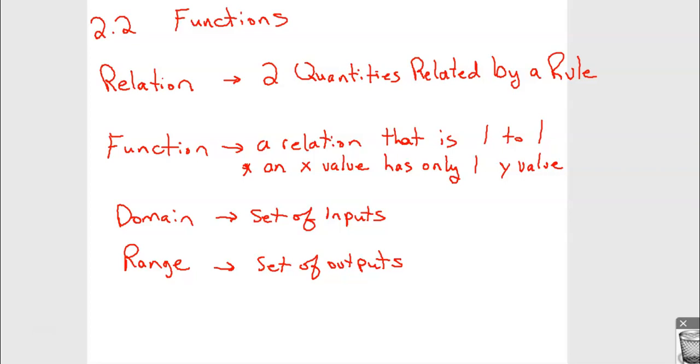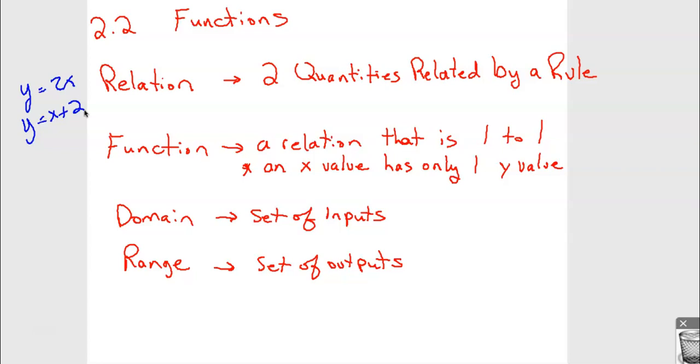A relation is basically a comparison of two quantities related by a rule. We see this all the time, typically used by formulas. Even if I had y equals 2x, the rule is that x and y are being compared to each other. The rule is multiply x by 2, and that's what y is. So there's the relationship between them. It could be y equals x plus 2. Whatever it is, there's a rule going on, and that's a relation.